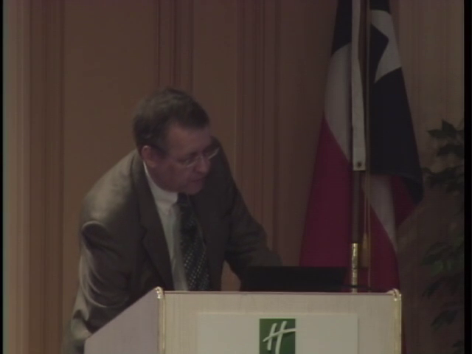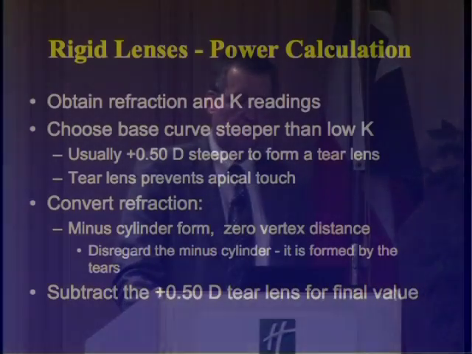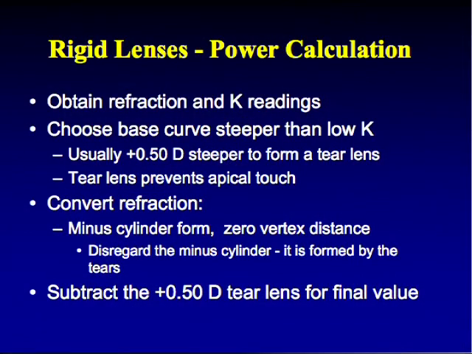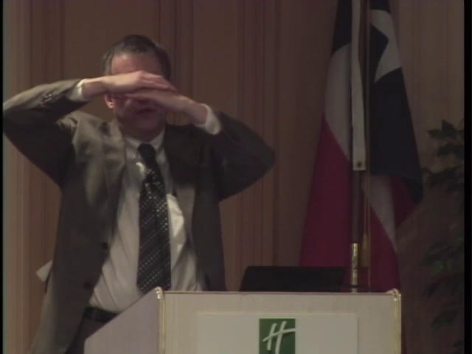Yes, it can be done, and there's a few steps to it. You need the refraction and the keratometry readings, and then you're going to choose a lens whose base curve is steeper than the flatter K, a half diopter steeper. Now, what does that mean? We want to choose a contact lens that's going to match the curvature of the cornea.